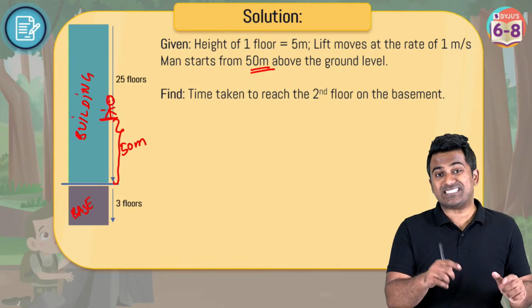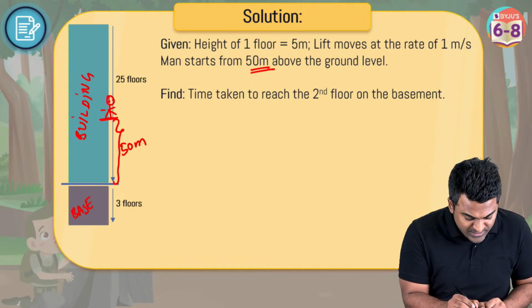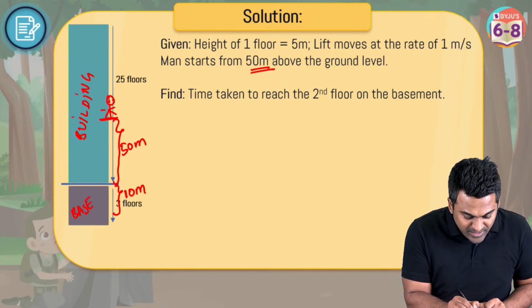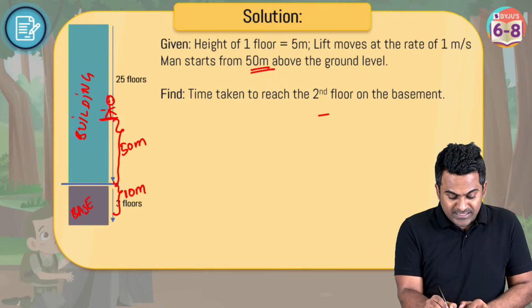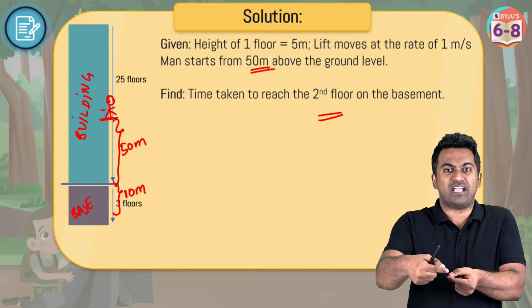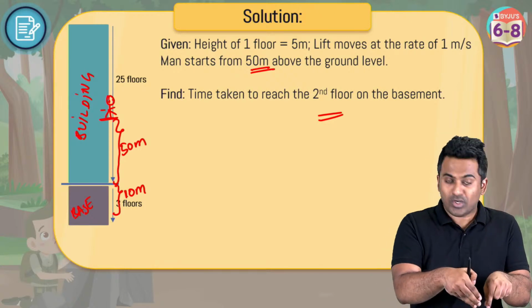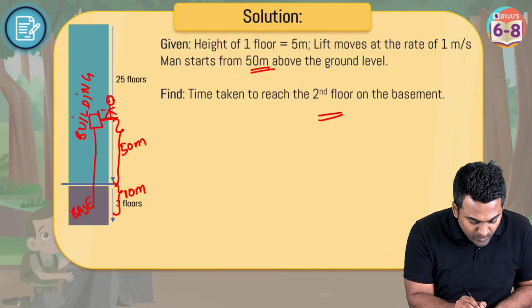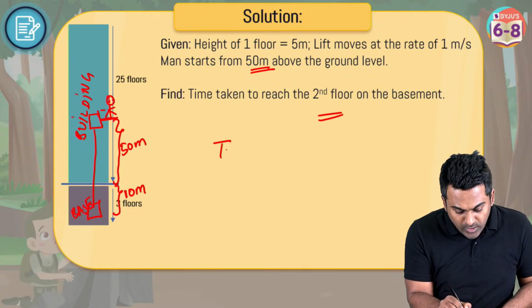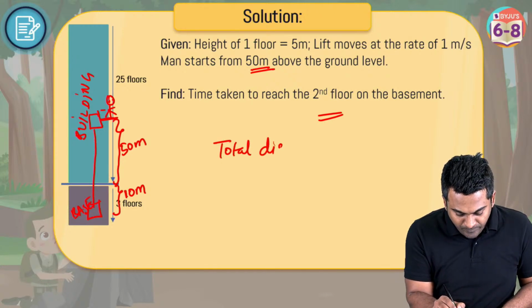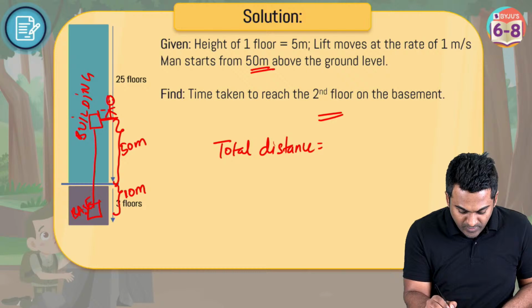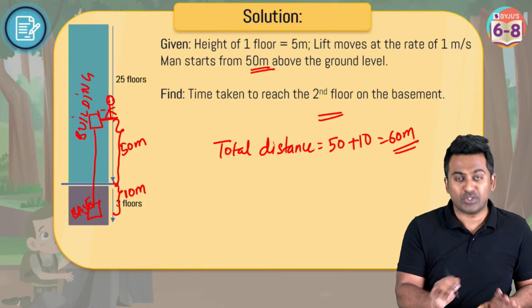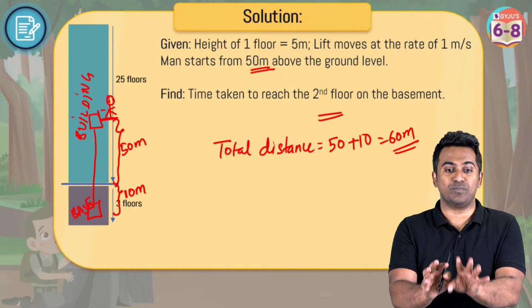Now he wants to reach the second floor on the basement. Now this is interesting. This is going to be 10 meters, right? Because 2 floors, second floor on the basement, first 5 and the second 5. So total 10. Now the lift has to go from here, it wants to come here. So the total distance that the lift has to cover is 50 plus 10, which is 60 meters. So this is the total distance to be covered.